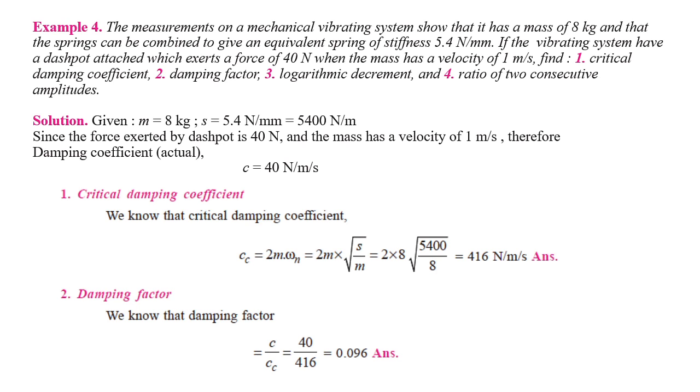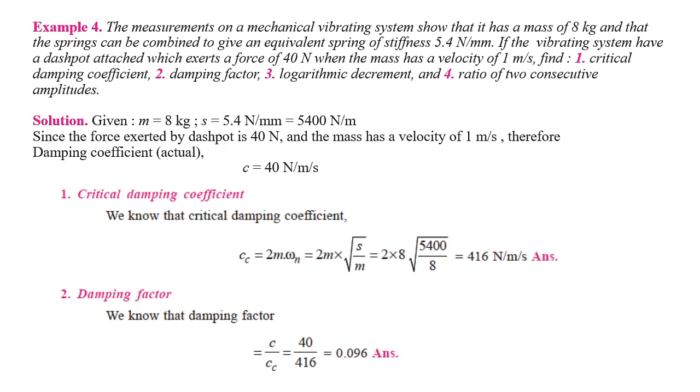Now remember that the damping force F is equal to the damping coefficient into velocity. So what will be the damping coefficient C? C is equal to F divided by velocity, force divided by velocity. Therefore, in this sentence, indirectly you have been given the damping coefficient C. Force is given, velocity is given. Force is equal to damping coefficient into velocity. Therefore, damping coefficient C is equal to 40 divided by velocity 1 meter per second. Therefore, C is given as 40 Newton per meter per second.